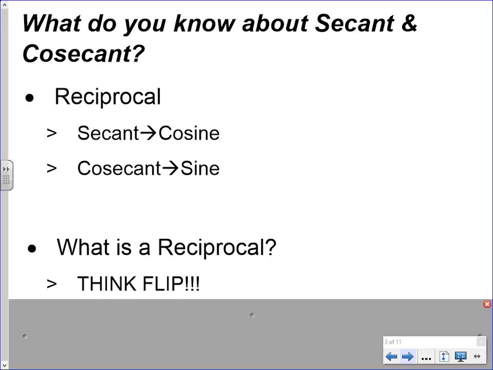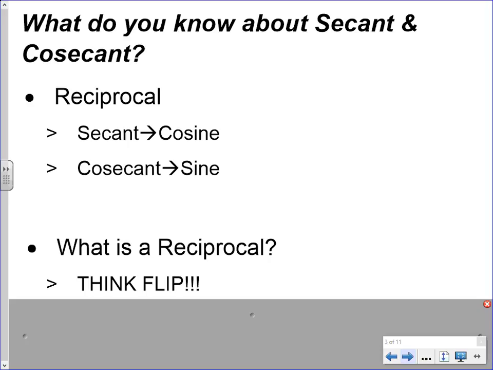I mean, it maybe doesn't sound professional, right? But it's what we think of doing. We take a fraction and we flip it. So if our cosine value is 1/2, then our secant value is 2. If our sine value is radical 2/2, then our cosecant value is radical 2.